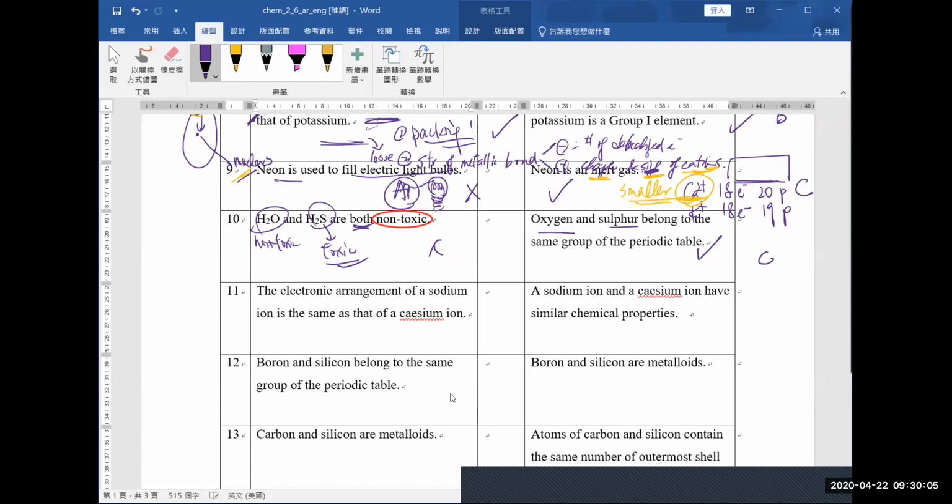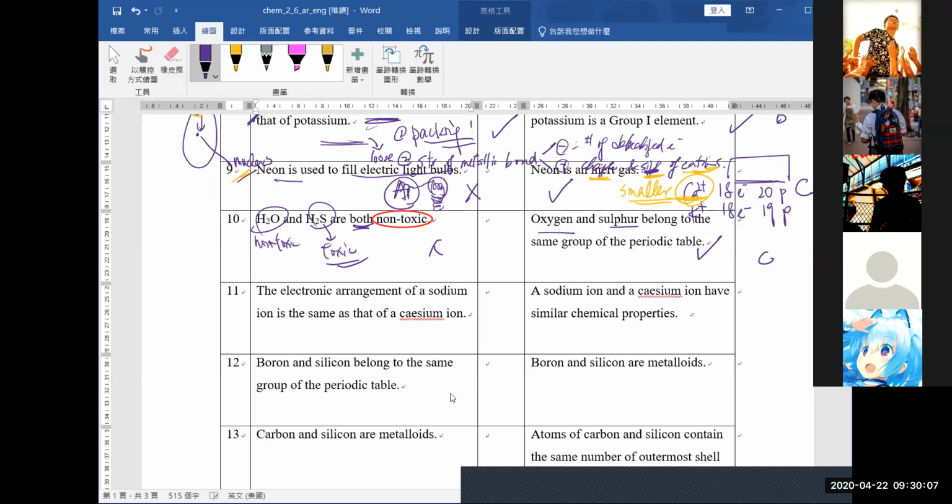How about 11? The electronic arrangement of sodium ion is the same as cesium.